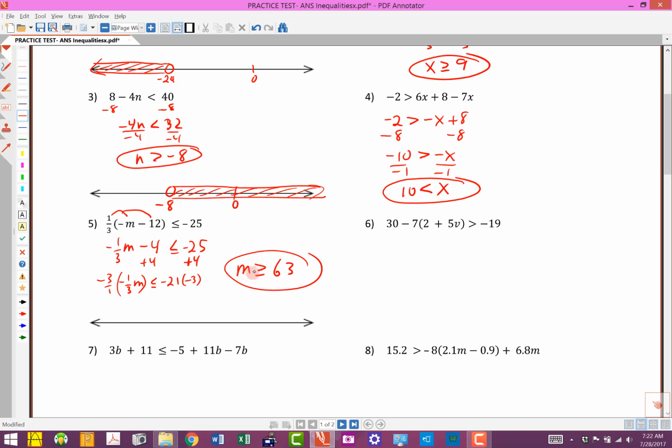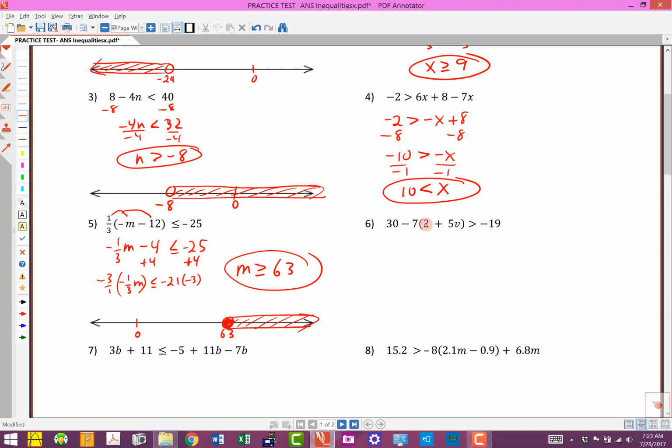So the answers are greater than or equal to 63, so I'm going to put 0 here, I'm going to put 63 over here, circle it. We are going to fill it in because it can actually equal that, and then the answers are greater than that, so we are going to shade to the right. So there we go.